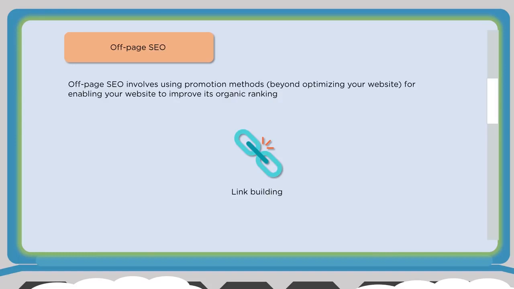So that's on-page SEO, and now we're going to look at off-page SEO. Off-page SEO involves using promotional methods beyond just optimizing your site. For example, optimizing your title tag and meta description might not be enough to get you to rank for that coveted keyword query. So we need to do some link building.